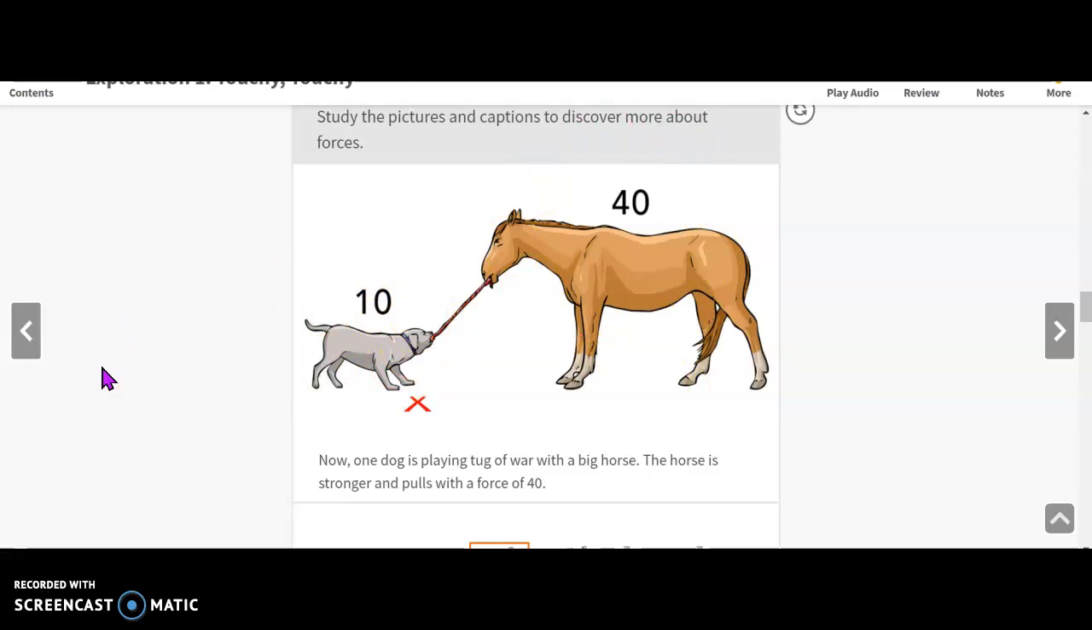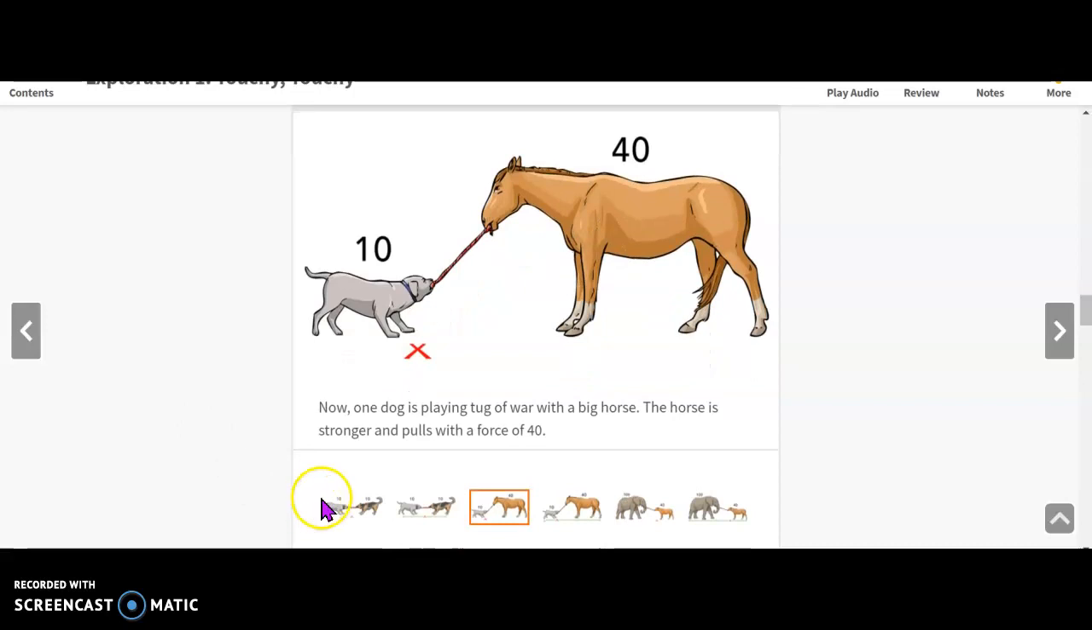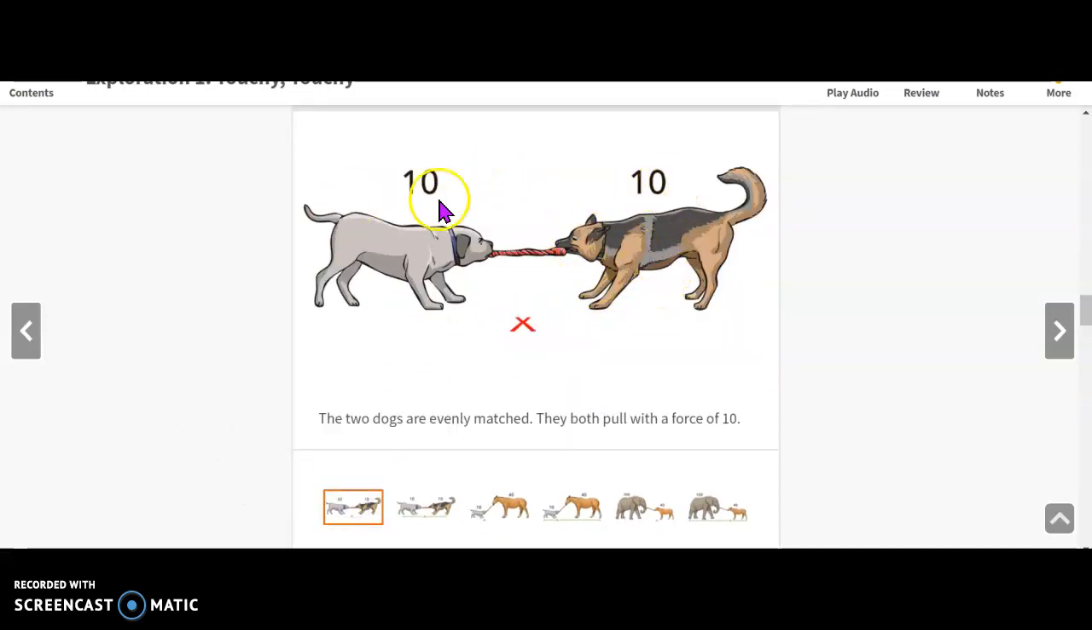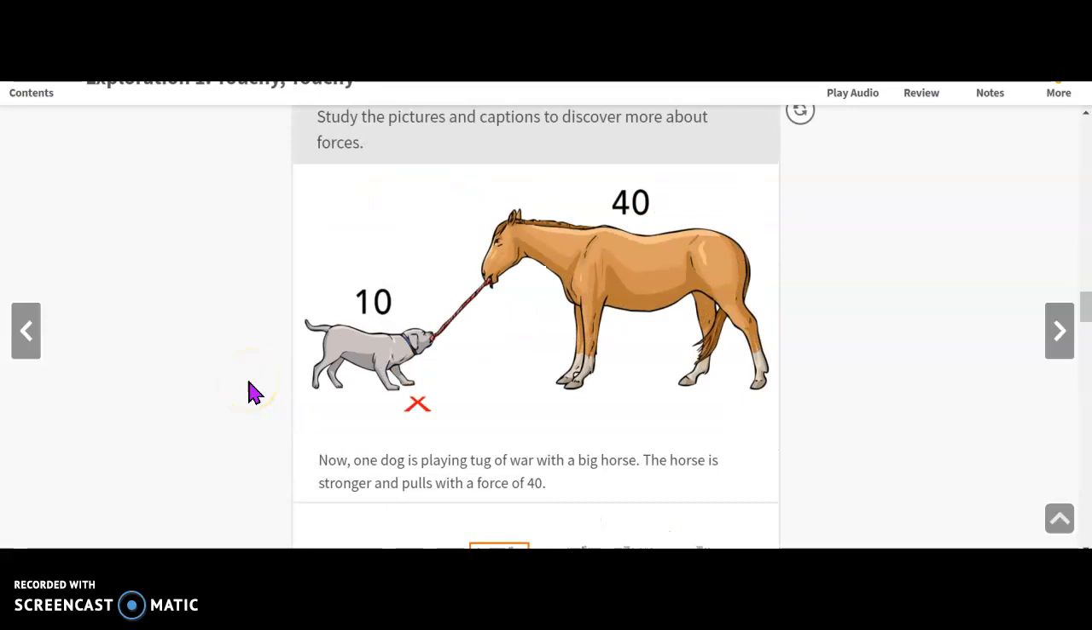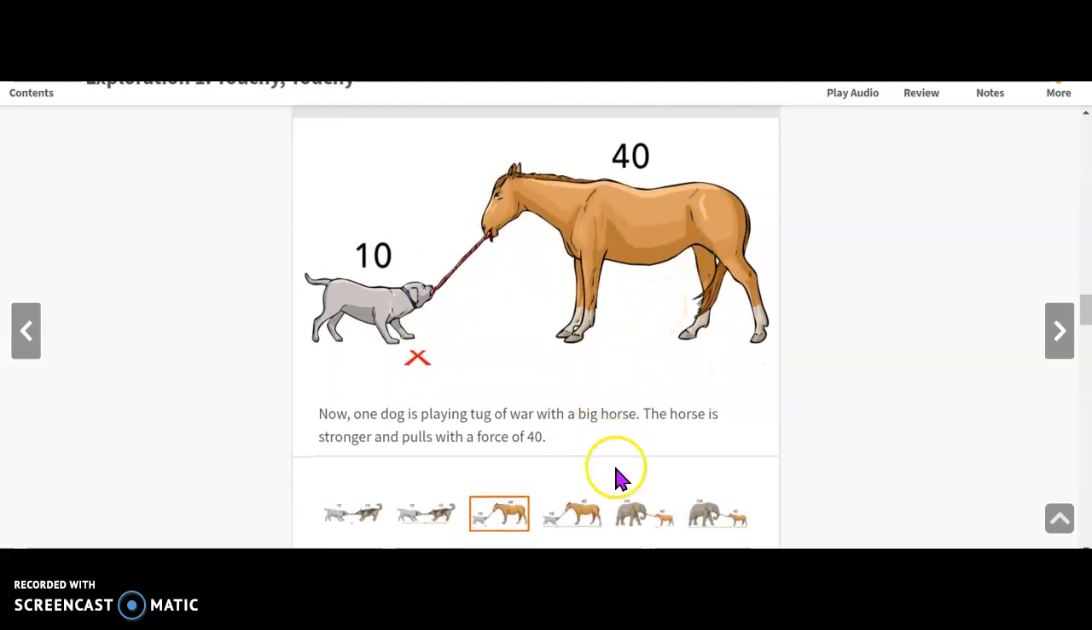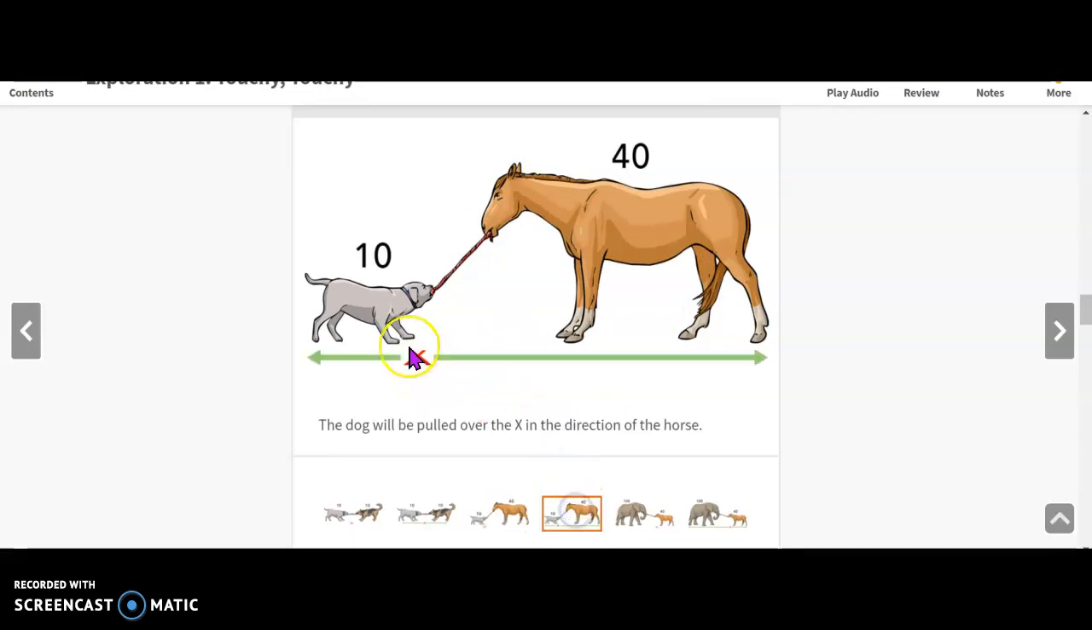So are these forces balanced or unbalanced? Well, I know that these were balanced because they're the same, which means that these ones are unbalanced, not the same. Who's going to cause the motion? Well, the horse is, because he's using a stronger force. So which way is the rope going to go? It's going to go towards the horse. Notice where the X is. It used to be in the middle, but now it's closer to the dog. And the dog's going to be pulled over the X because the horse is using more force.